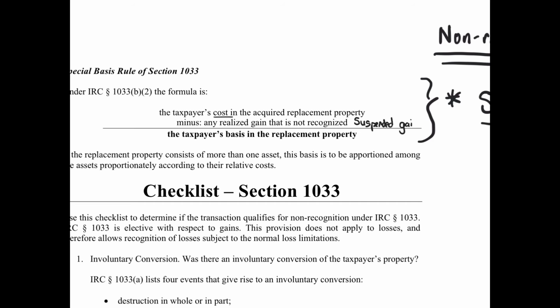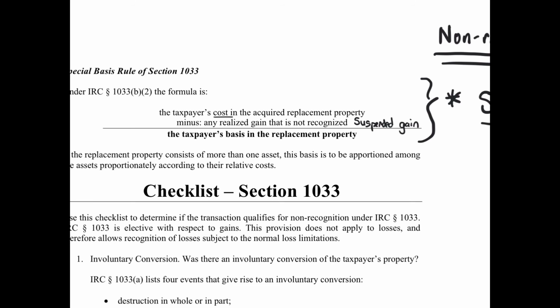Why? Well, if you don't know, you might want to pause the video and think about it. But the reason why is because 1033 only applies to gains. Involuntary conversion non-recognition only applies to gains. If you have a loss, you can't get this rule. So it's going to be minus the suspended gain. You can't have plus the suspended loss. That is the shortcut method.